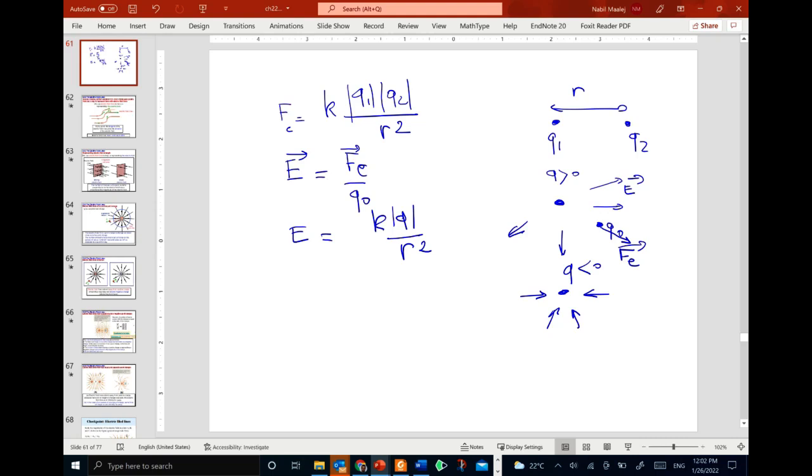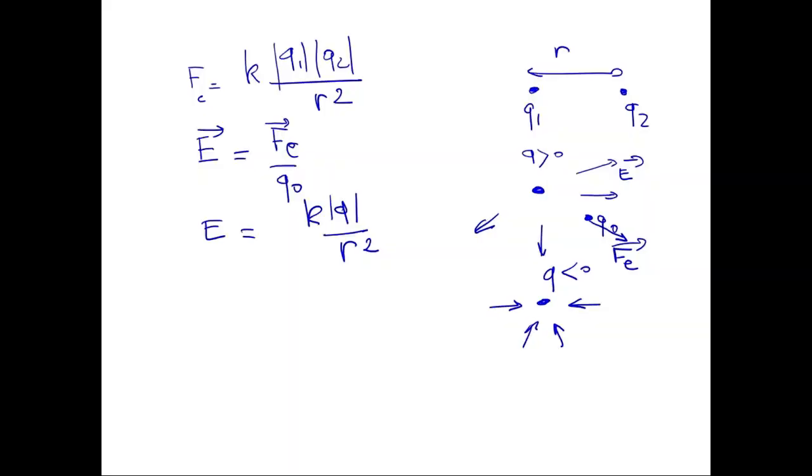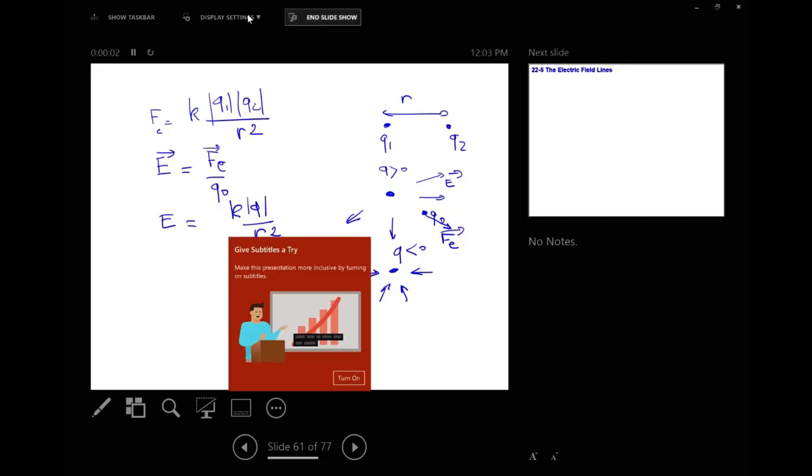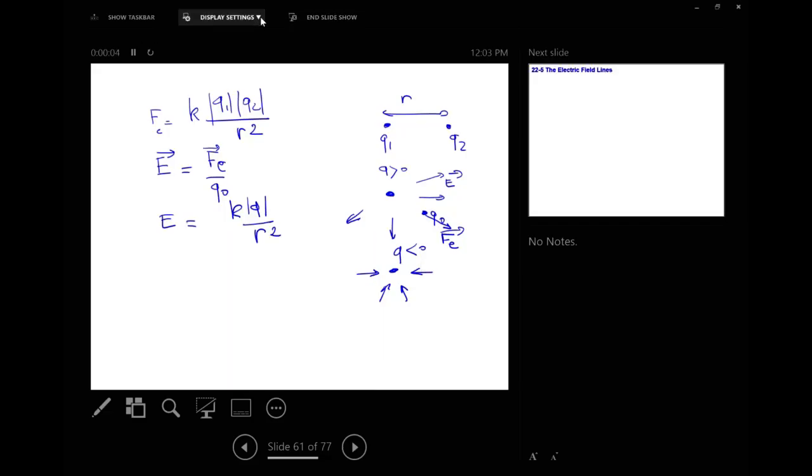Okay? So how do we represent the magnitude of the electric field? Usually we use what we call the electric field lines. We can use electric field lines to determine not only the magnitude but also the direction of the electric field. So let me go to the presentation mode. Okay, so let's go to the next.